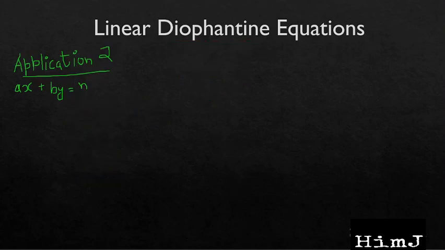Before moving on to application number 2, let me discuss a point. Suppose the equation has more than two unknowns, that is, suppose there was c times z as well in the picture. Now to check whether a solution exists or not, we can simply take the GCD of A, B and C altogether and then check whether n is divisible by that GCD or not. It is not a hard thing, but I felt it should be discussed. So now let's see application number 2.